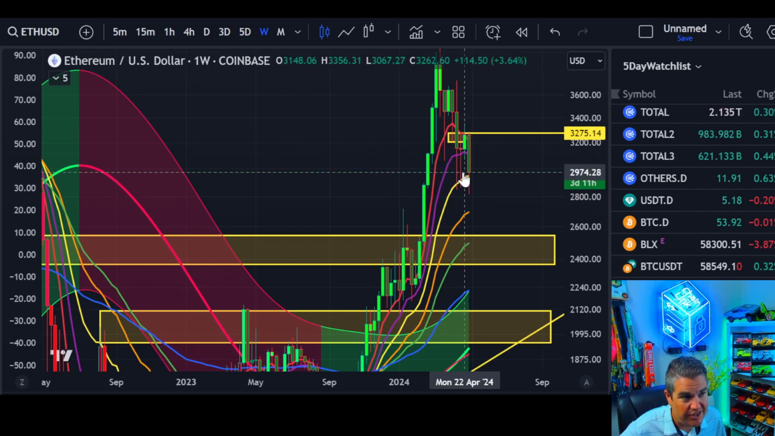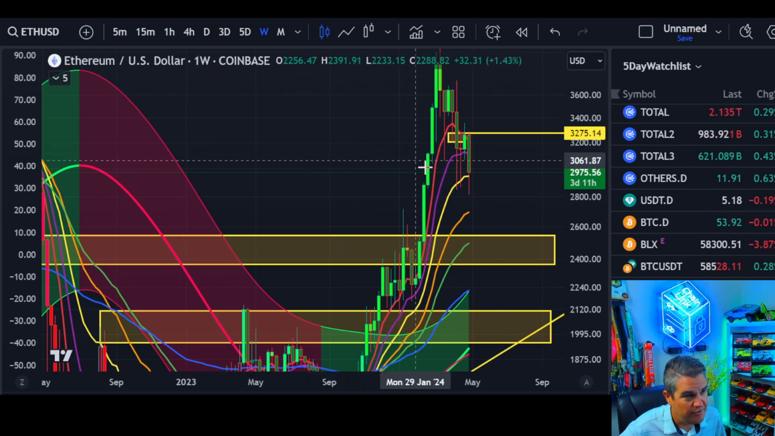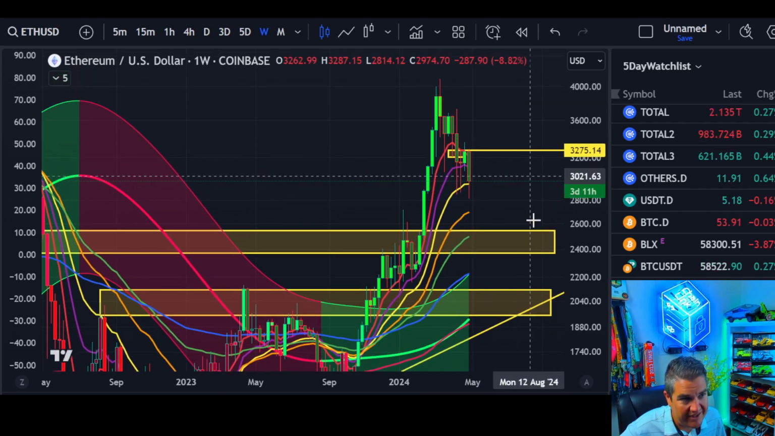We have 3 days until we close this weekly candle. This exact number is at 2,945 as of right now. We can see that 21-week EMA. So if we close above that, there's a higher probability of going up than down.